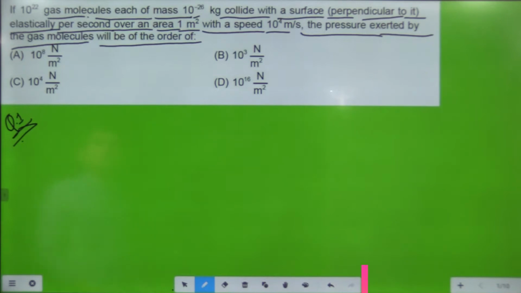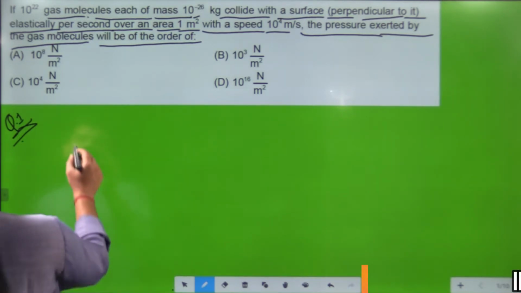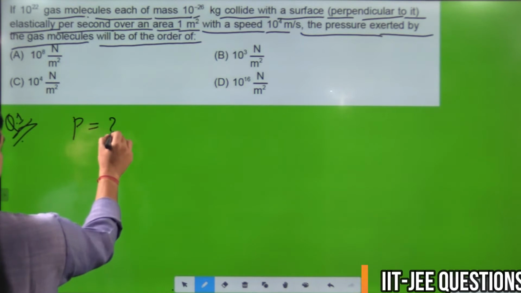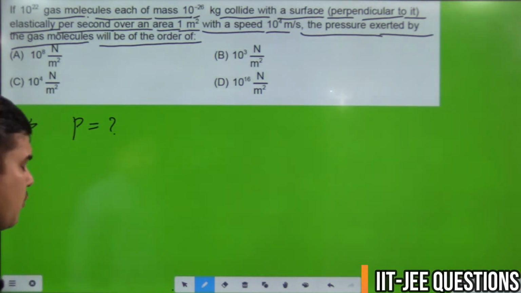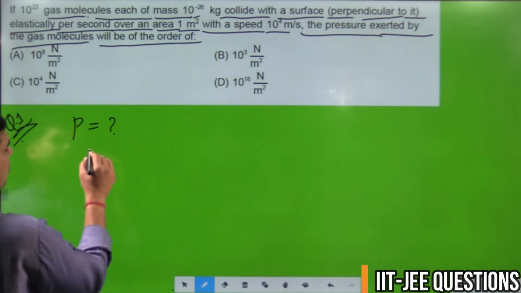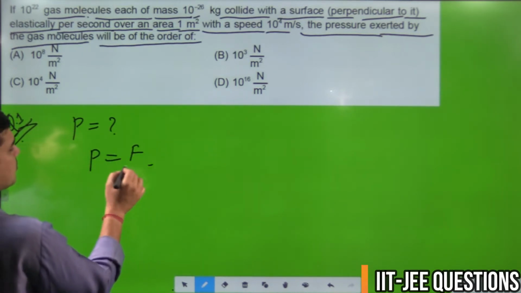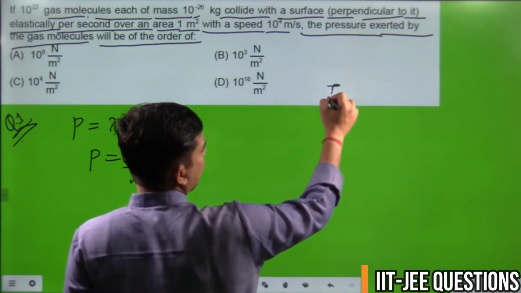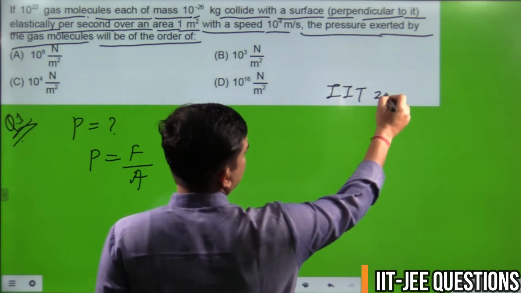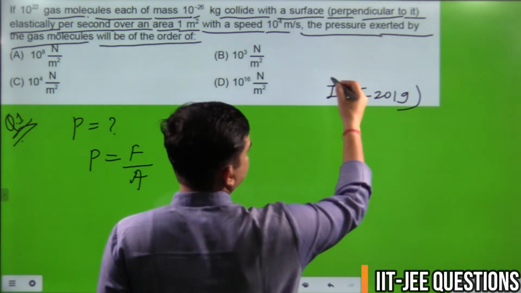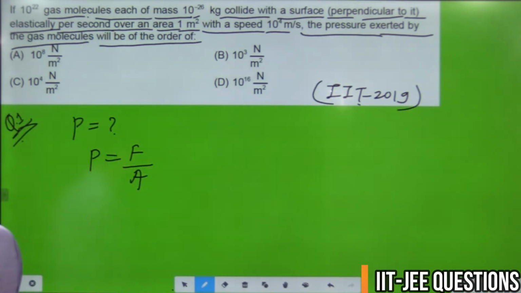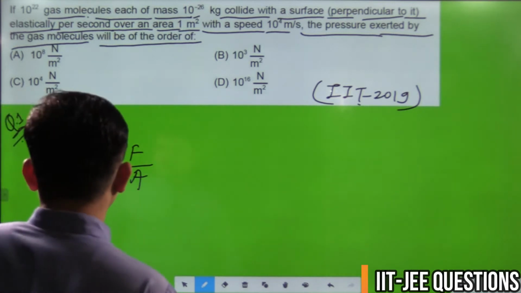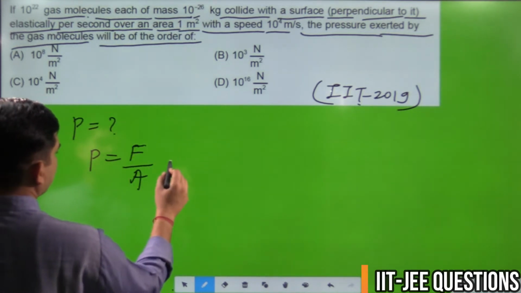We have to find the pressure exerted by gas molecules, means P, and the formula of P generally we know that is force upon area. It's a question of IIT 2019. The pressure is force upon area, and what is the force?